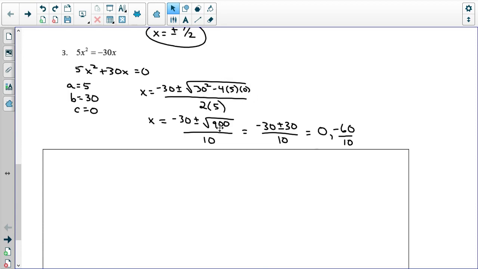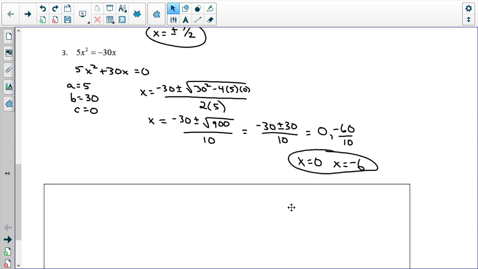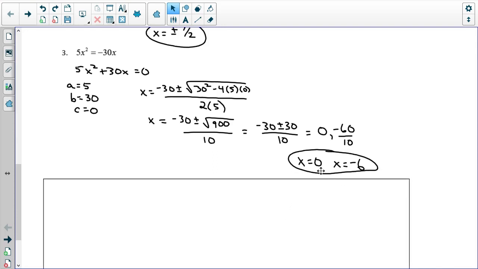So we just do 30 squared and get 900. The square root of 900 is 30. And we get 0 and -60 over 10, which ends up being 0 and -6. Once again, factoring probably gave us that a little bit quicker.